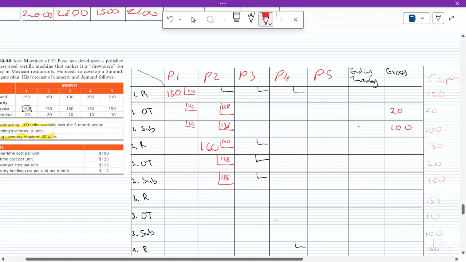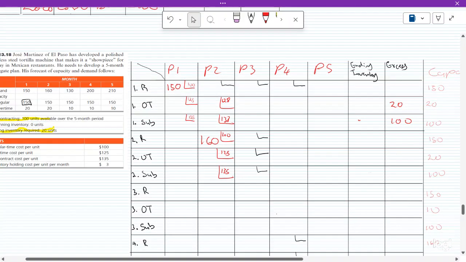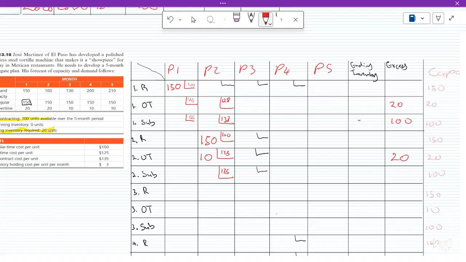We need 160. No, what am I saying? Yeah, we need 160, but we have 150. So at least it has pushed us. So we need a 5. When I look at the second list, it's 125. It's not 128, it's 125. So our 10 is coming from here. Our 10 is coming from here. Then it becomes 160. Then we are having excess of 20 and excess of 100.